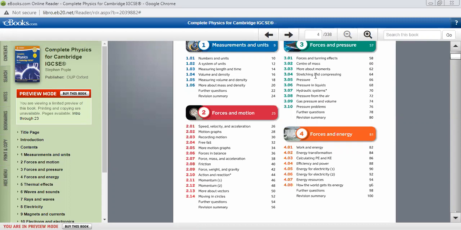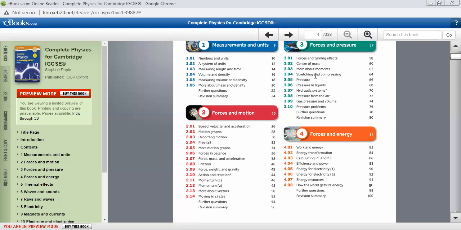But not all these will be studied, okay? Gas pressure and volume, pressure problems. Then force and energy, the fourth unit. The fifth unit is thermal effect, sixth wave and sound, rays and waves that related to the light, electricity, magnet, and currents. Okay, electric magnets and currents.